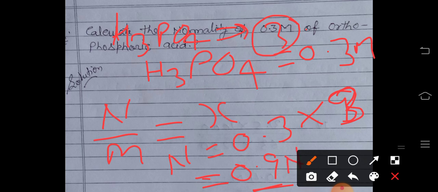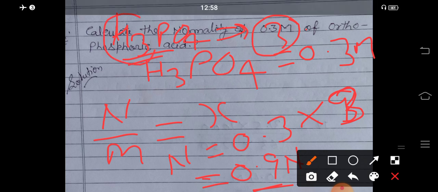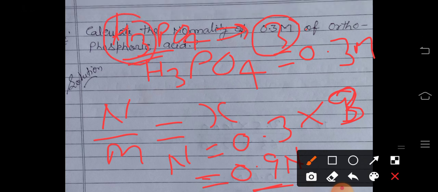I hope you understand it. First of all, we know the relation between normality and molarity: normality upon molarity equals basicity or acidity. In this question, molarity is given, and we calculate the normality. We also know the basicity of H3PO4 equals 3. How? H3PO4 gives 3 H plus ions, so the basicity of orthophosphoric acid equals 3. Now we put in the values and find the answer, 0.9 N.